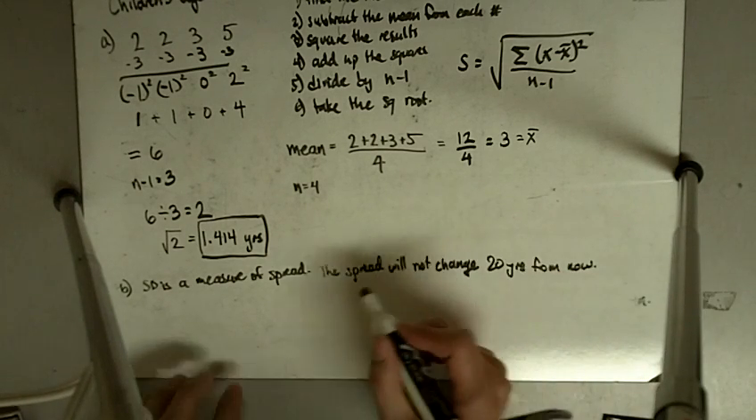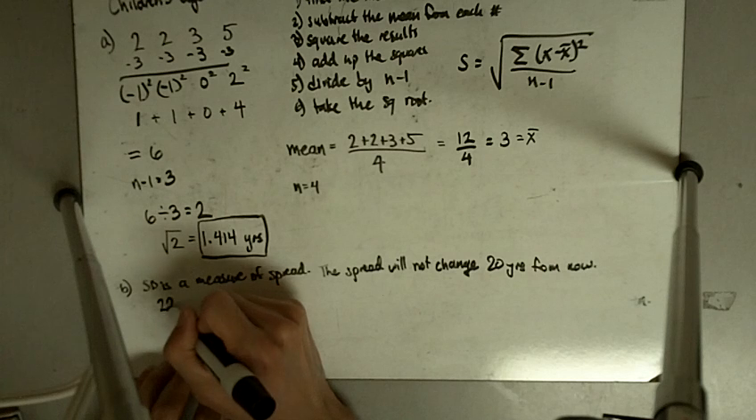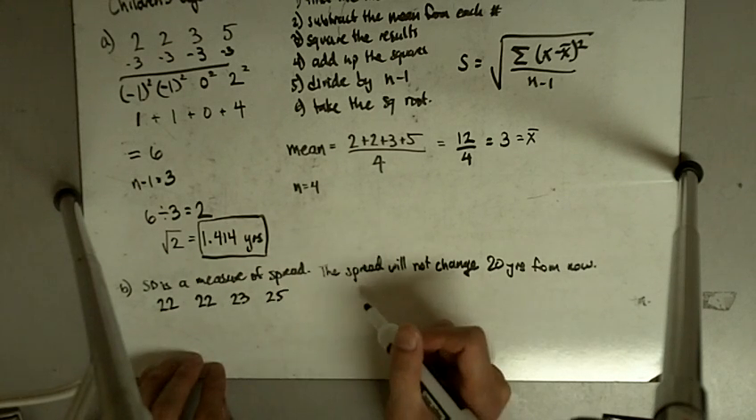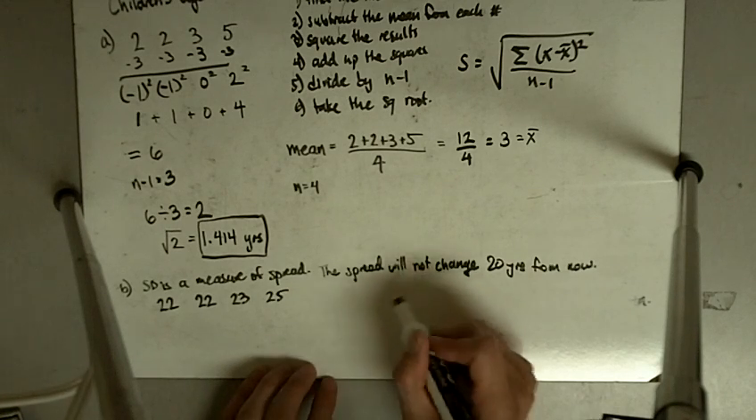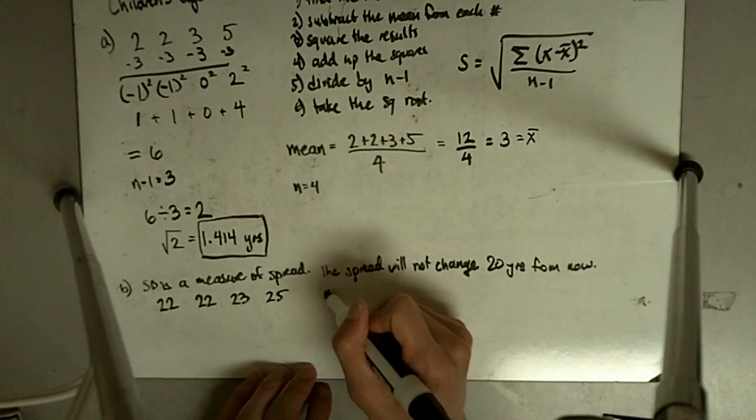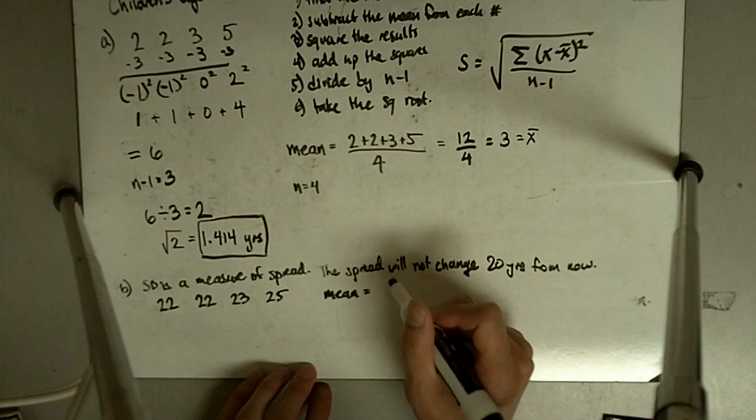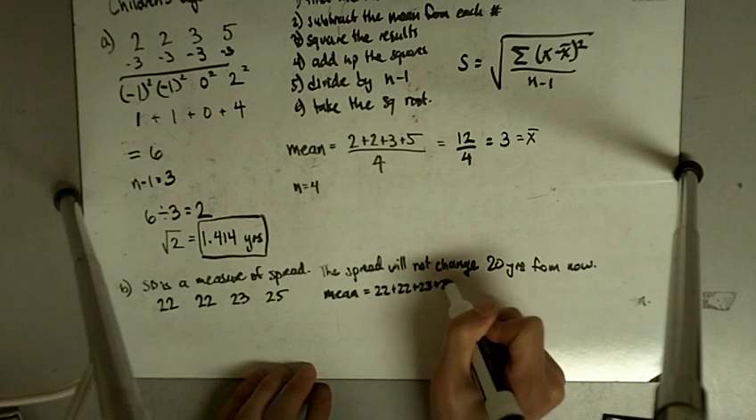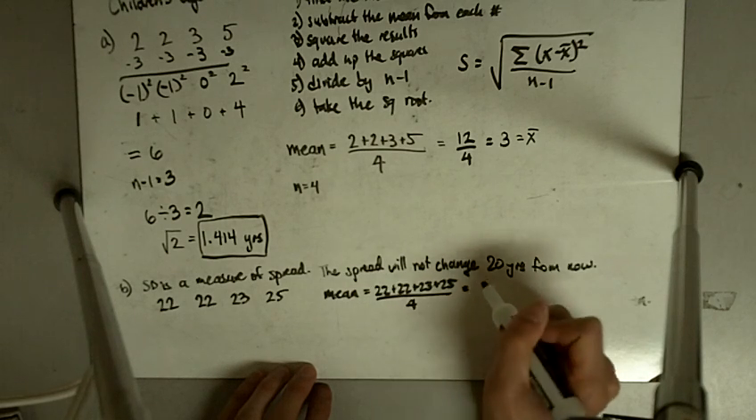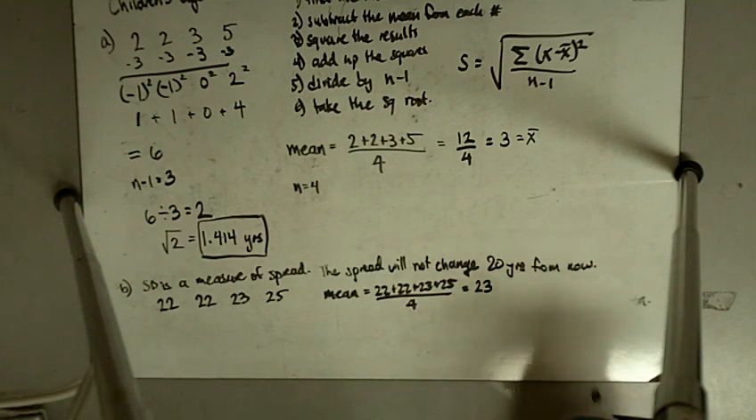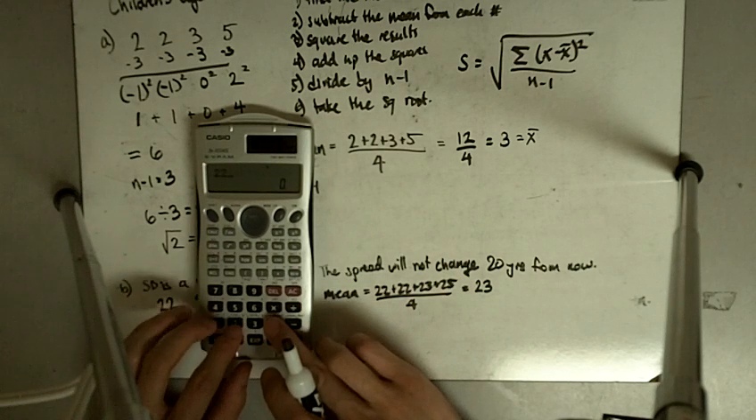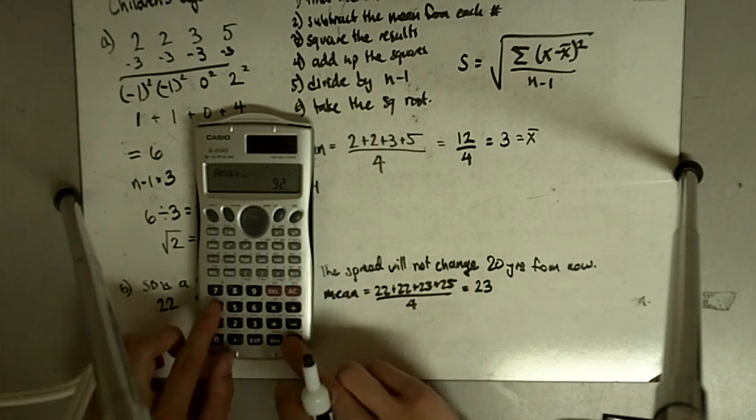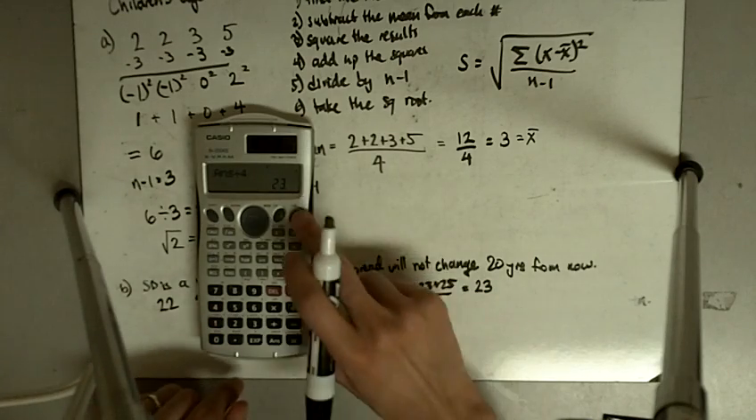And we can confirm this, okay? So in 20 years, the ages will be 22, 22, 23, and 25. If I calculate, and we're going to do the same steps, the mean is going to be, I add all of those up, divide by 4. This is going to give me 23 years, and I can just confirm that if you're curious. 22 plus 22 plus 23 plus 25 gives me 92 divided by 4. 92 divided by 4 is indeed 23.